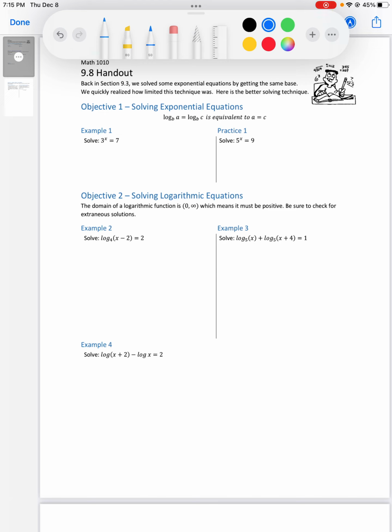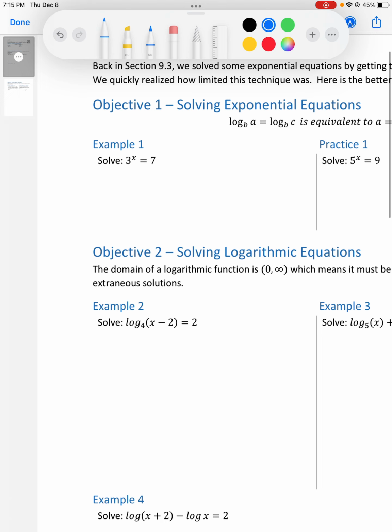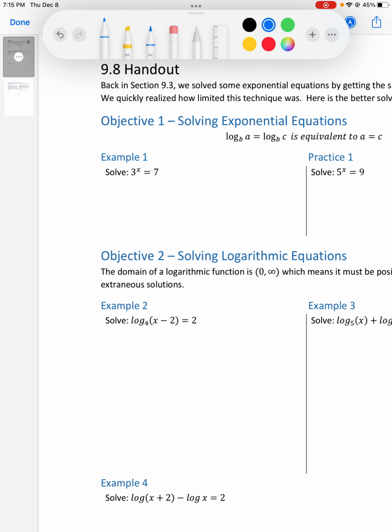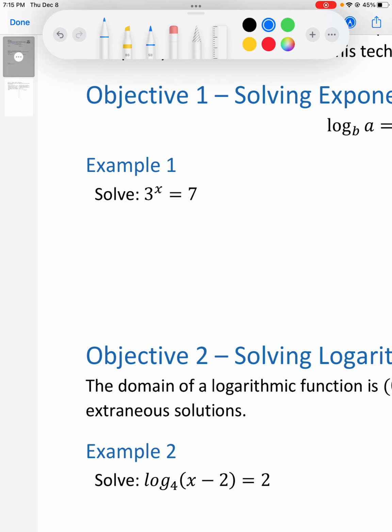So the first one is solving by just taking the log of both sides. Because here it's hard to find what x is. X is going to be a decimal number, so it's not a nice exponent. So we're going to use logarithms to help us. So we're just going to take the log of both sides.